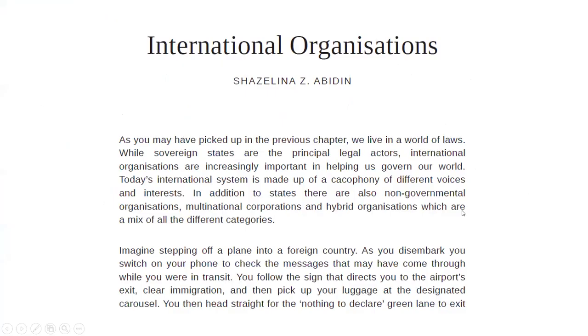All right. So international organizations. As you may have picked up in the previous chapter, we live in a world of laws. While sovereign states, those are states which can make their own taxes, protect their borders, have their emblem, they are the principal legal actors. Again, we're using the term from the first week about international relations being about actors on a stage. International organizations are increasingly important in helping us govern our world.